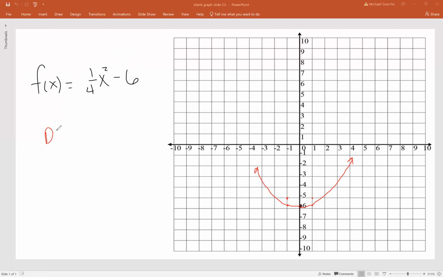Okay, what's the domain? All real numbers. What's the range? Well, look at the y values. Here's my vertex. It's not going to go below -6. It's only going to be above -6. So I'm going to say y is greater than or equal, because that's above -6. Okay? And that's kind of like a G.